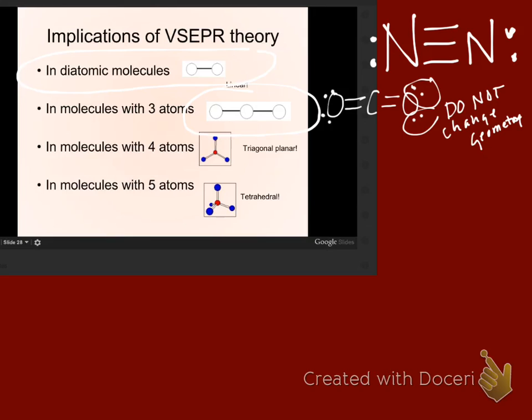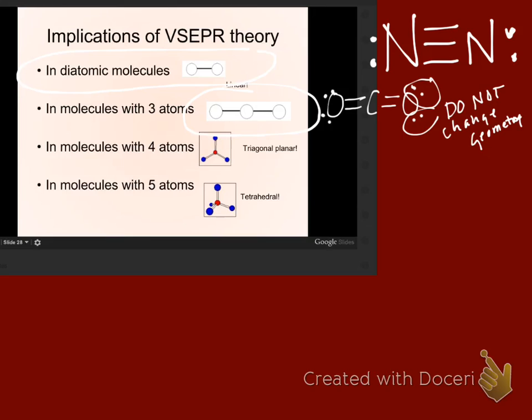Now, if we've got something that has four atoms on it, the farthest apart that four atoms can get is what's called trigonal planar. So trigonal makes you think what? Triangle. Sure enough. Planar, this is a tougher one. What it means is all in the same plane.